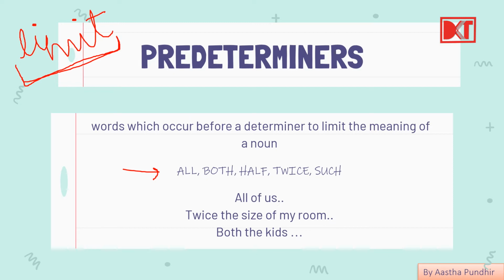Where is the boundary being drawn? Outside all the people. Now here, twice the size of the room. What is the limitation here? Whatever the size of my room is, twice the size. Then both the kids. So this sort of limitation is provided by predeterminers. All right.